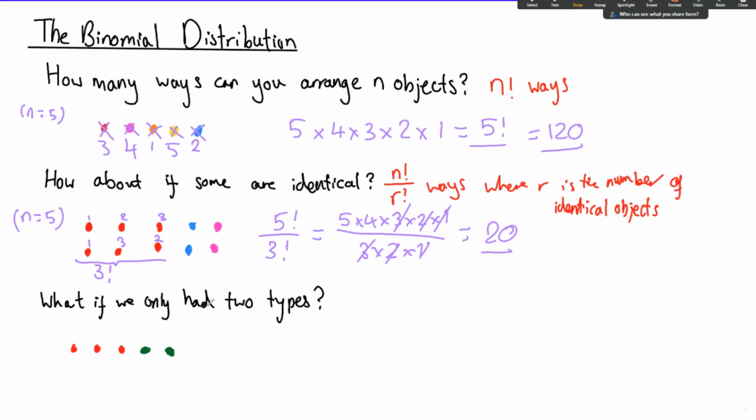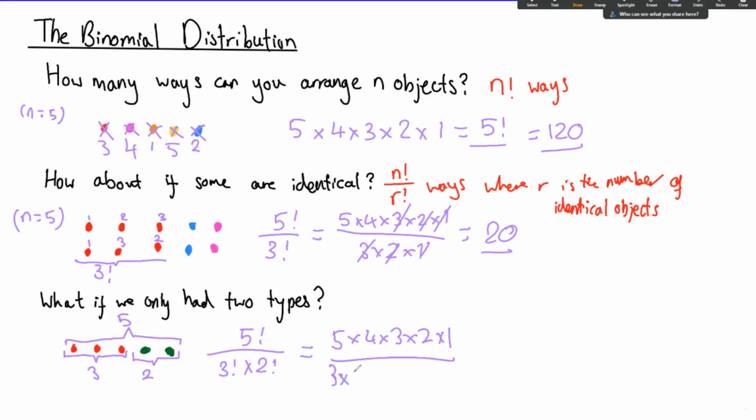And now we're going to say, what if we only had 2 types? Let's do this. So we have 5 objects in total, or 5 beads, to be more specific. And then we have 3 red beads, which are identical. And then 2 green beads, which are identical. So what we can say is we can use this rule twice and say we have 5 factorial objects in total. And then we have 3 identical objects that we want to divide by, times by 2 identical objects that we want to divide by. So again, let's write this out like this.